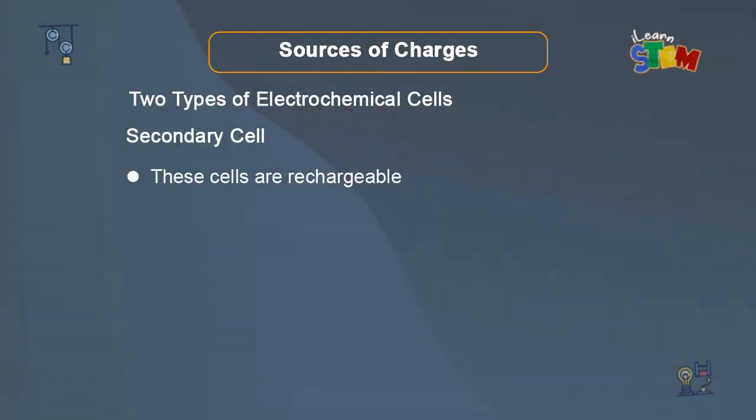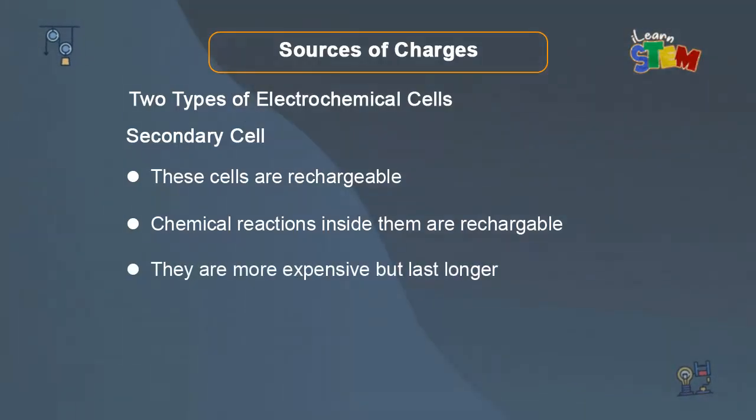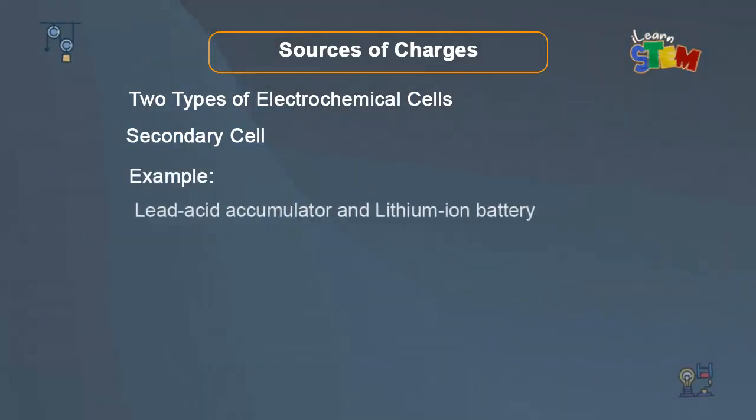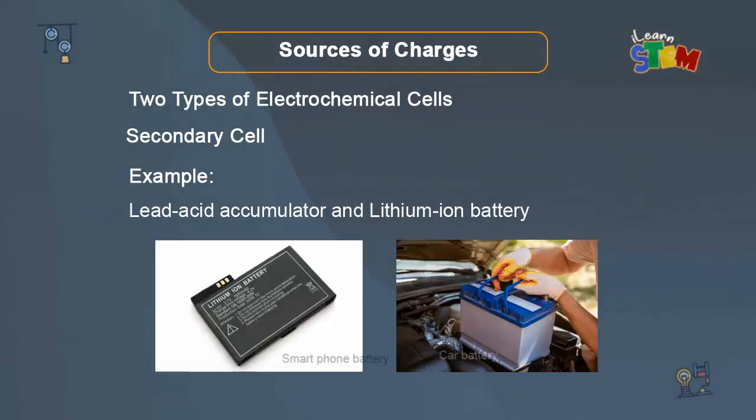While secondary cells are rechargeable sources of electrical energy. Once the chemicals are used up, the cell can be recharged. They are more expensive and last longer. Example: lead acid accumulator, lithium-ion battery. They are the battery in your smartphone and car battery.